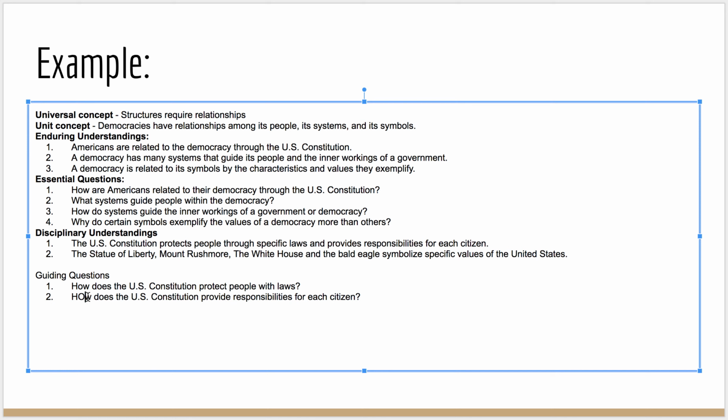Okay, I've really covered that first disciplinary understanding. So let's think about the second one. The Statue of Liberty, Mount Rushmore, the White House, and the Bald Eagle symbolize specific values of the United States. I'm going to generalize this one just a little bit more because I want it to be open-ended. What values are exemplified by the symbols of the United States?